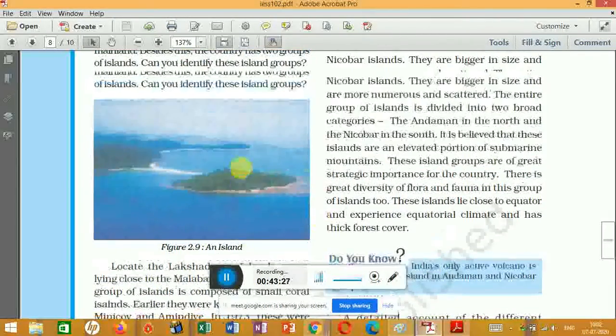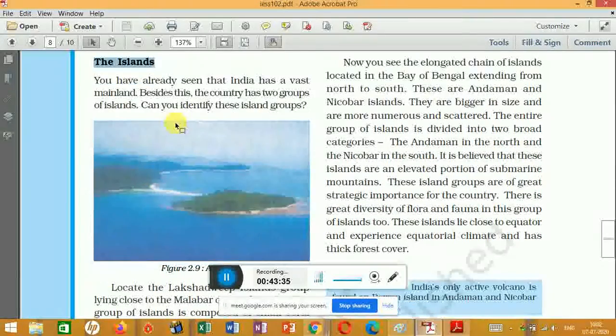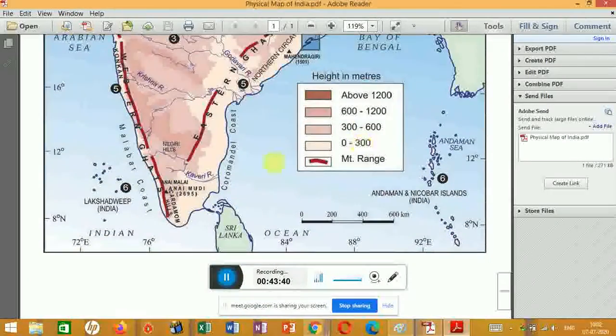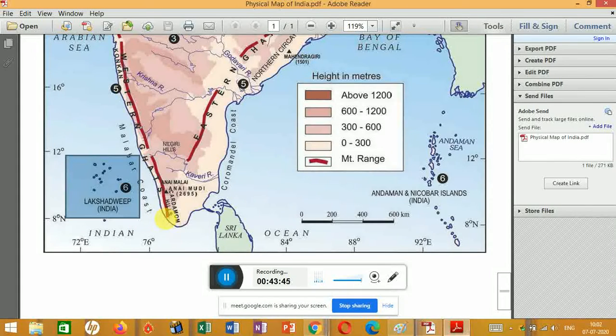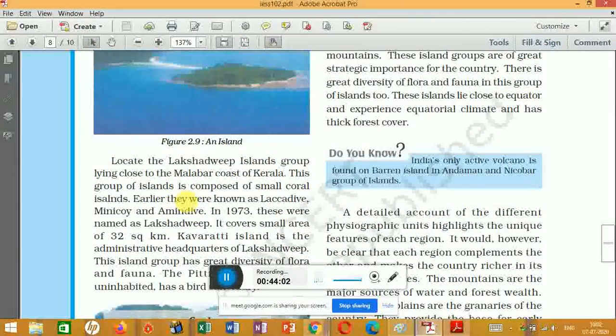The last important feature is the islands, and I think you might have learned the two island groups also. What are those island groups? Let us find out from the map. Here lies the Lakshadweep island group, right? It is in the Arabian Sea, and in the Bay of Bengal we have the Andaman and Nicobar island groups. So these are the two major island groups in the Indian Ocean. Now let us read.